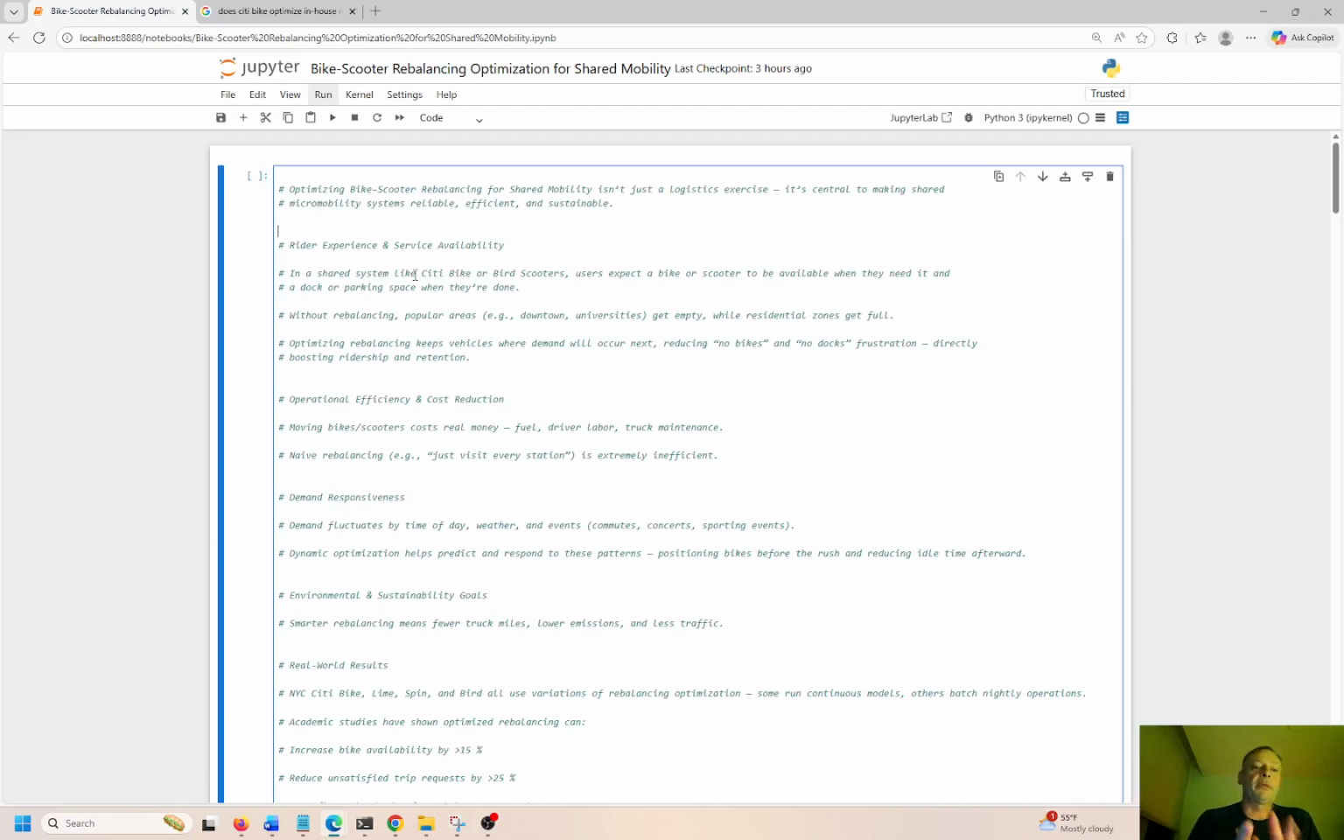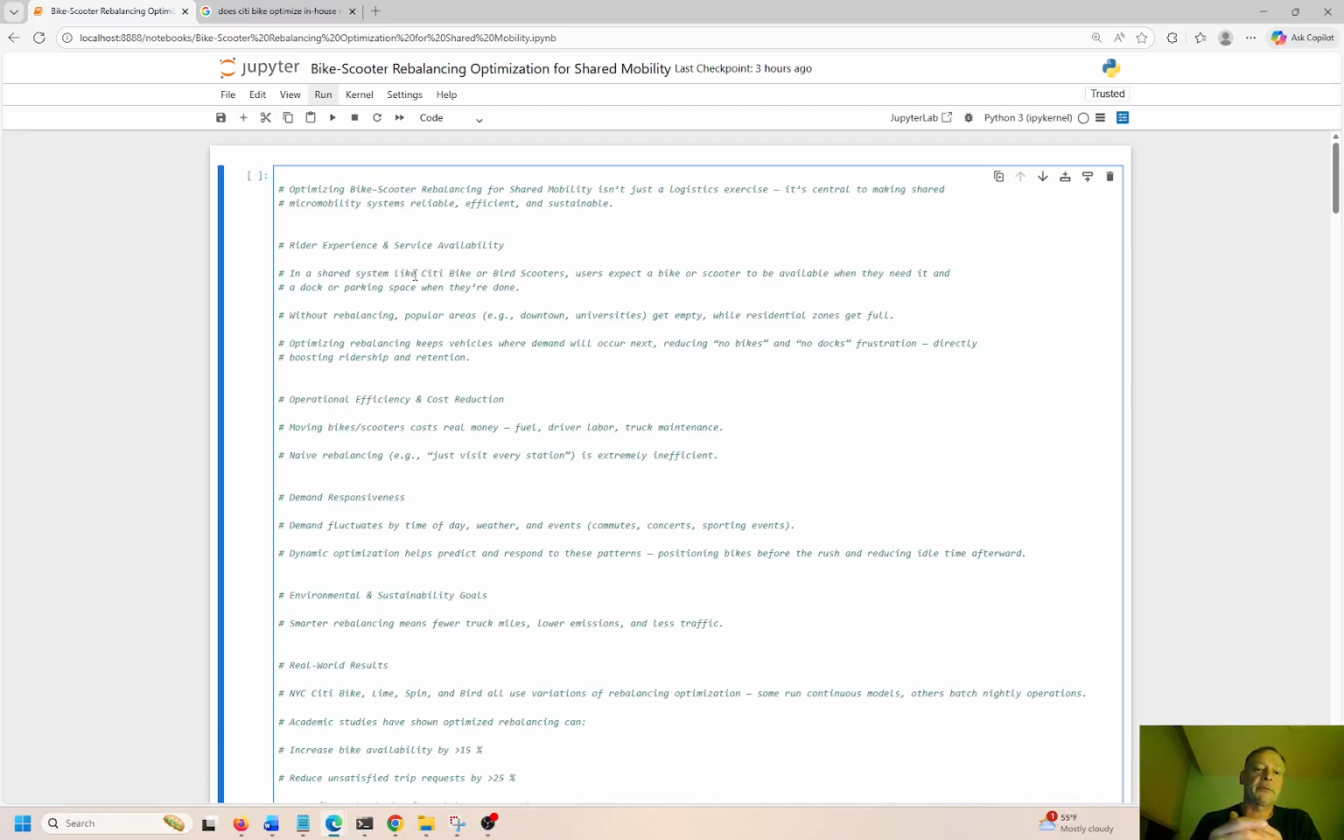But even before we get there, let me take a step back and ask, why would you even want to do this type of exercise? Why do we want to understand bike or scooter or both? In this case, we're going to look at bike sharing. Why do we want to look at bike sharing optimization or scooter rebalancing optimization or both? Why do you want to do that?